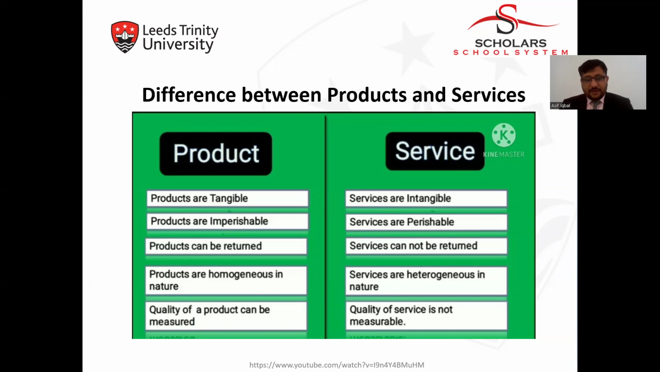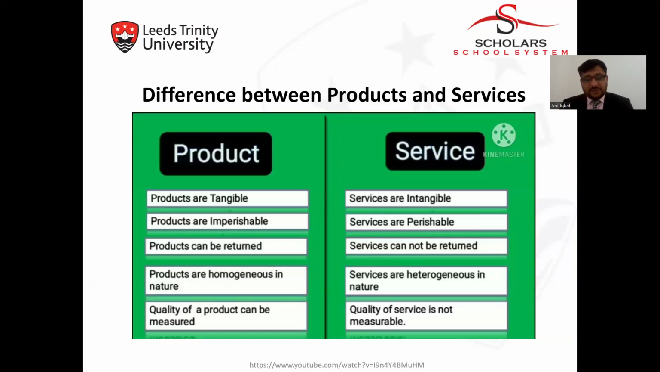Products are tangible while services are intangible. Products are imperishable while services are perishable. Products can be returned. Services cannot be returned. It means that if a customer purchases a product, it can be returned. But when a customer avails a service, it's not possible to return the service.